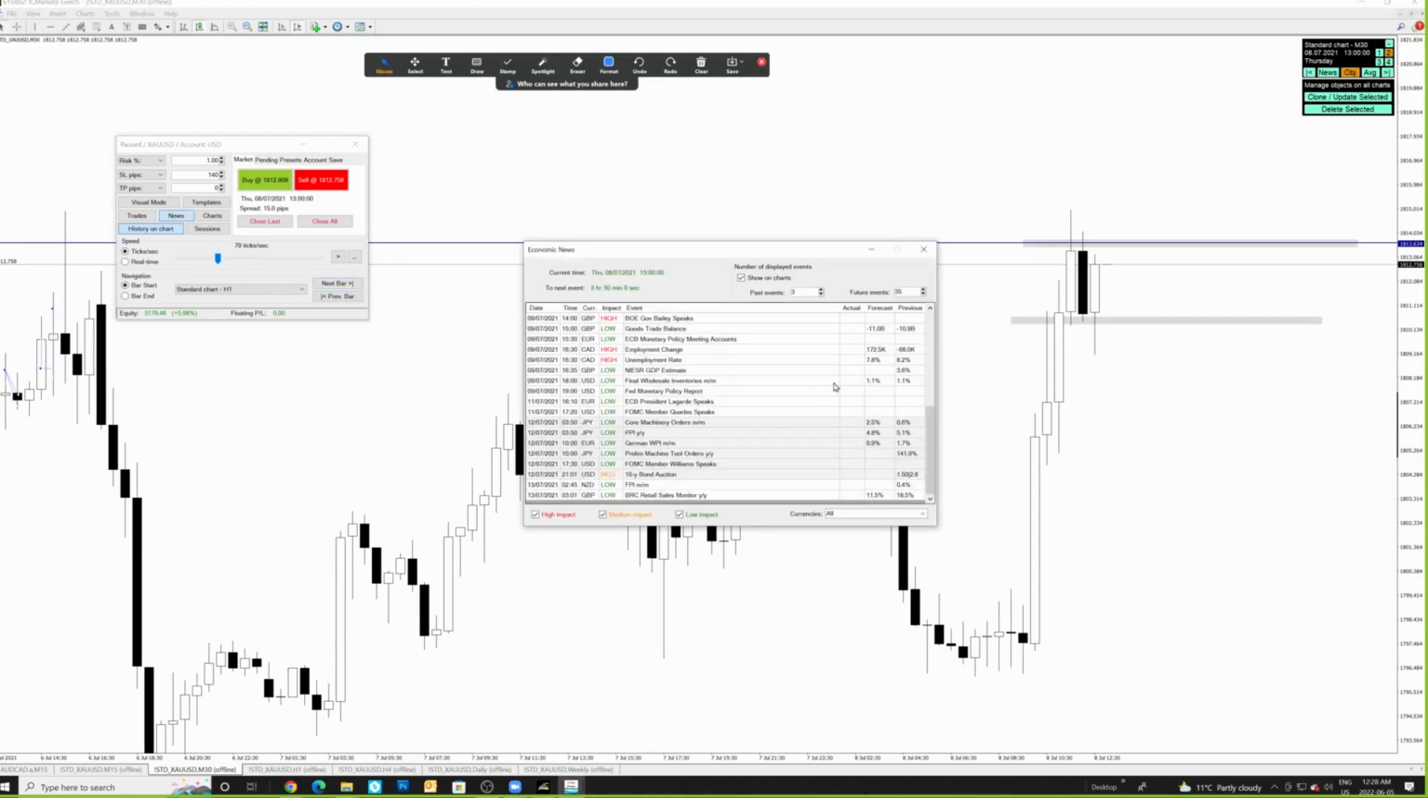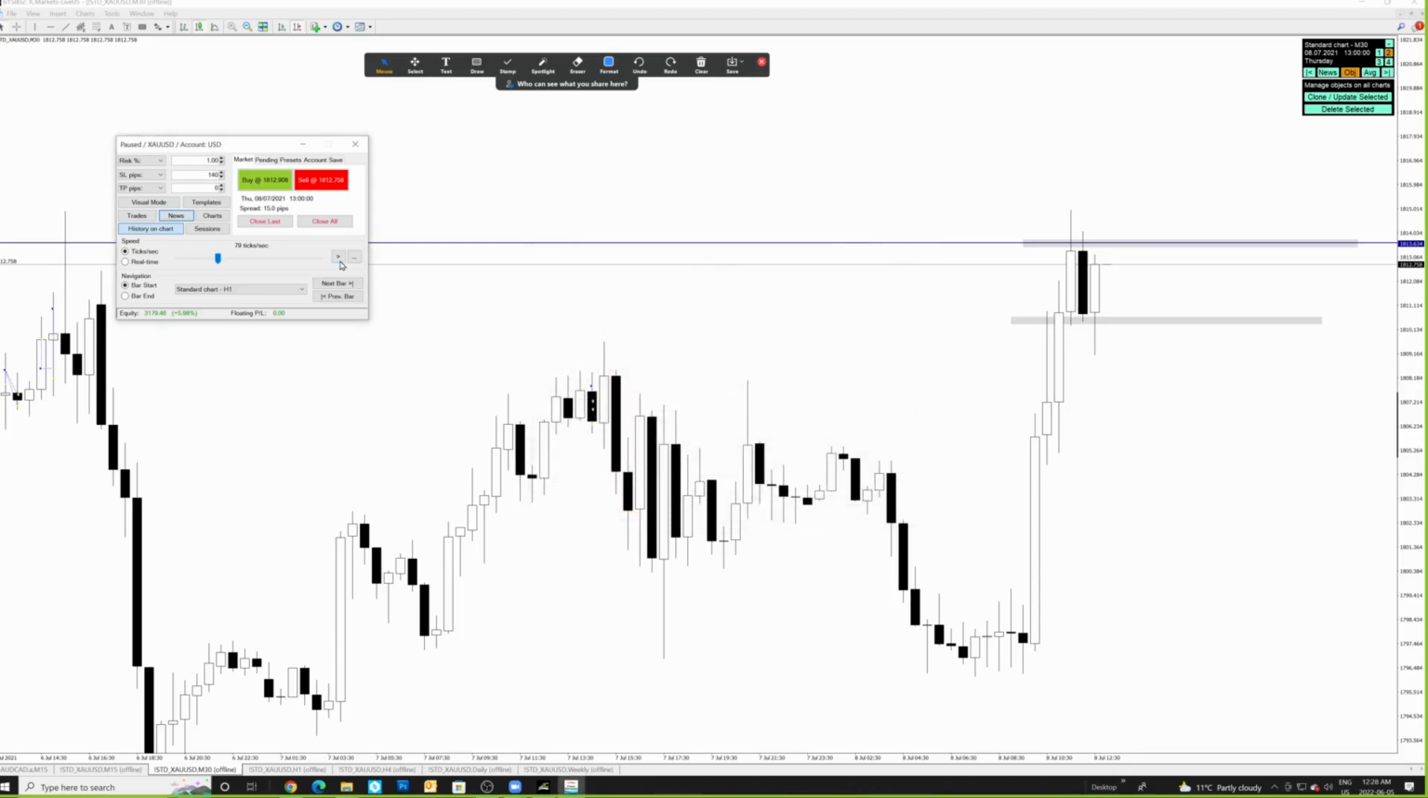Let's see if we have any news over here. We have no news today, nothing happening over here. Even till Friday we have nothing happening here. So yeah, let's see how the 30-minute candle moves here.